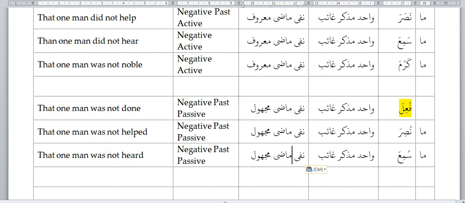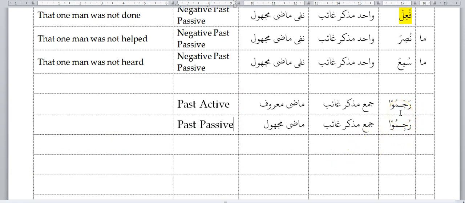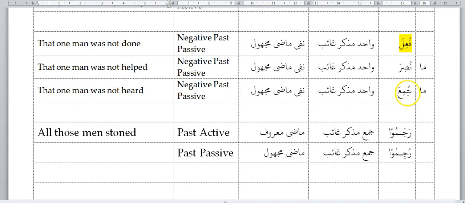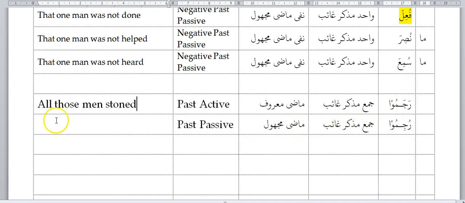So I'll have a few examples. Rajama means to stone. So rajamu, rajama, rajama, rajamu is jama mudhakkar ghaib, plural, masculine, third person. Madi ma'ruf, the past active, so all those men stoned, threw rocks. But rujimu, rujima, rujima, rujimu, the majhul pattern, it's still jama muzakkar ghaib, and it's all those men were stoned. So a plural masculine, somebody else did the work of stoning upon them. All those men stoned is the past active, and the majhul, all those men were stoned.